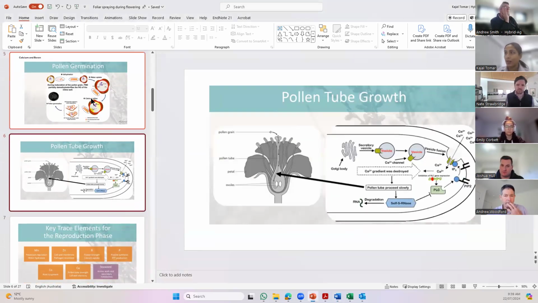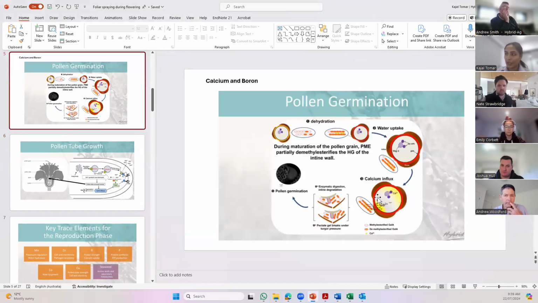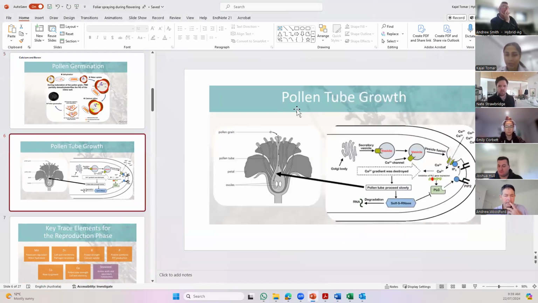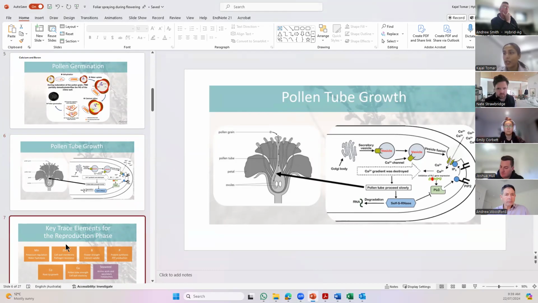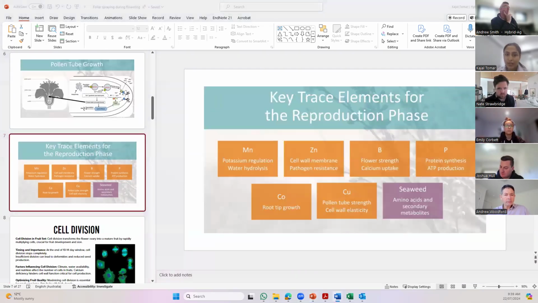Once the fertilization has happened, pollen tube elongation is the next step, and calcium is involved in the pollen tube elongation as well. This is the key stage where we need to have adequate amounts of calcium available for plant uptake. Other key trace elements required during the flowering, pollination, and fruit set phases are listed up here, so we're just going to skim through the functionality of these nutrients.